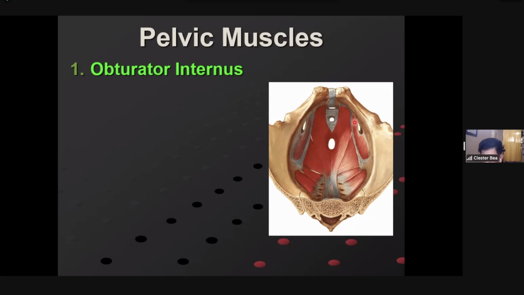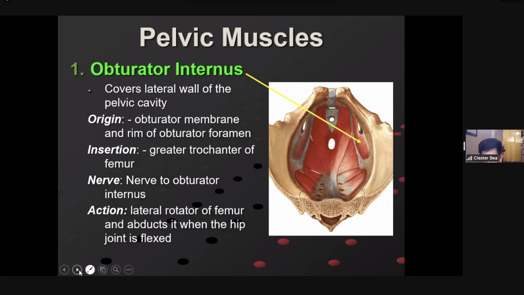So we start first. What do we see on the lateral wall? What muscle do we see on the lateral wall? Of course, it will be the obturator internus muscle. The obturator internus is attached to the rim of the obturator foramen, part of its origin, as well as the obturator membrane. Then its insertion is the greater trochanter of the femur.